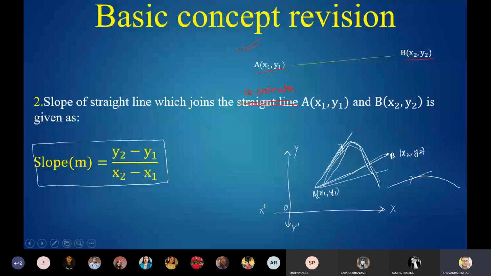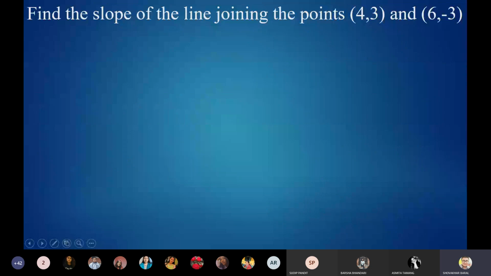Let's go to the next one. Okay, let's solve some problems. Find the slope of the line joining the points (4, 3) and (6, -3). Can anyone solve this question? Please write this question and find the slope. Solution. We are going to find the slope of these two points. First point is (4, 3). Since the name of this coordinate is not given, I am supposing it is A(4, 3), and the second point is B(6, -3).